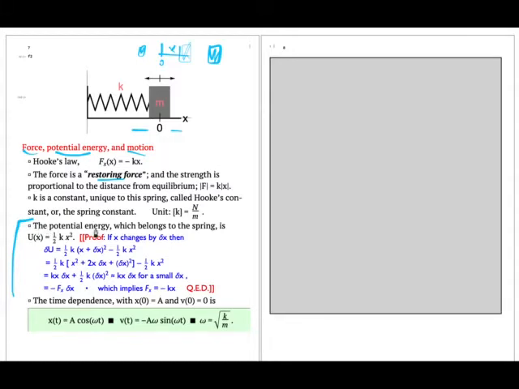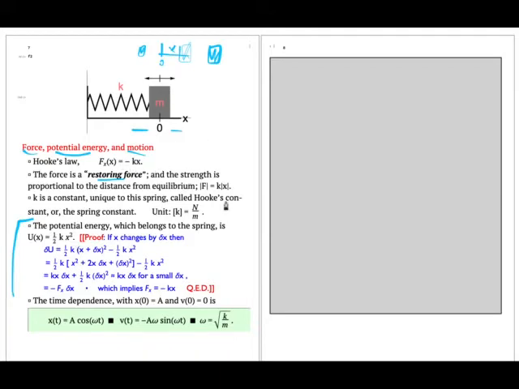So remember, potential energy is the energy of position. So it's the energy that varies with the position of M. The energy actually belongs to the spring. The source of this potential energy is in the spring, the steel that it's made of. And the potential energy for a spring is 1/2 kx squared.